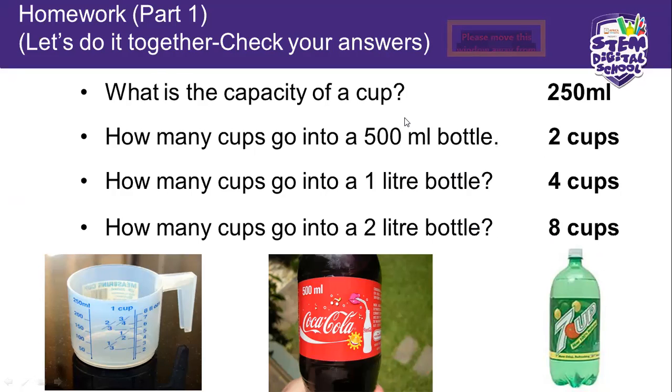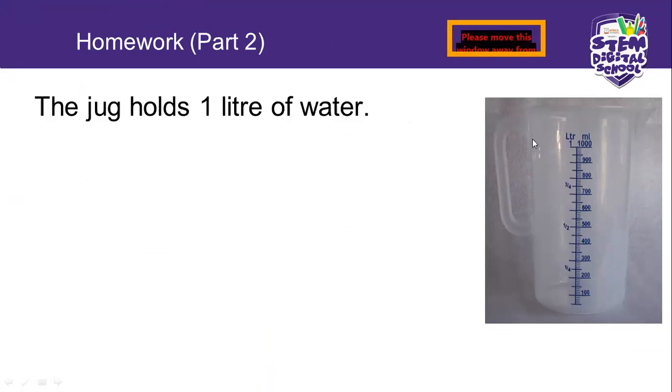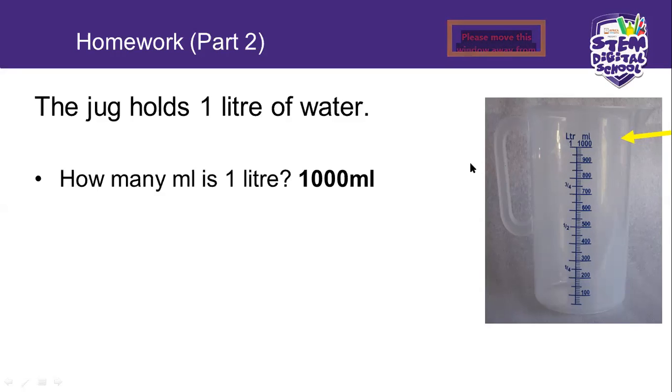And then the next one. A jug holds 1 liter of water. There is our jug, and they tell us that it is 1 liter, and you can see that 1 liter is equal to 1,000 milliliters. So the question here is, how many milliliters are there in 1 liter? It is 1,000 milliliters.